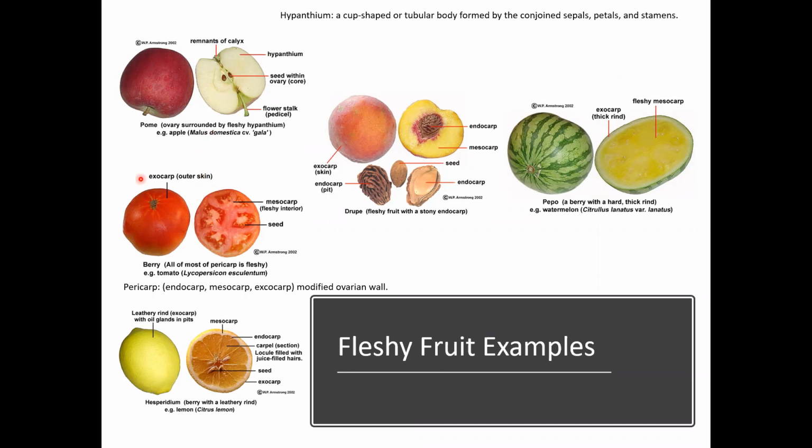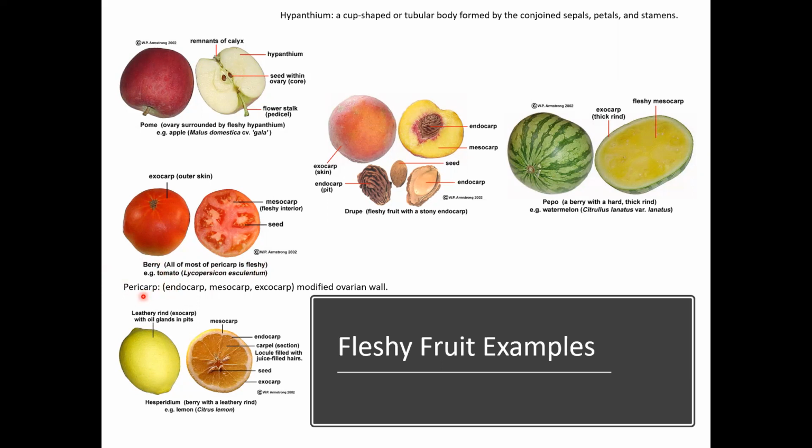And then the next part over here, we are looking at tomato. So in tomato, it's actually a berry. You may never believe it. It's a berry, right? And why is it called a berry? Well, berries are produced when the fleshy part is mostly produced out of the pericarp. The pericarp actually is the modified ovarian wall, right?